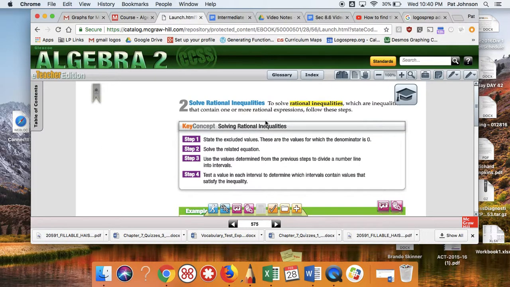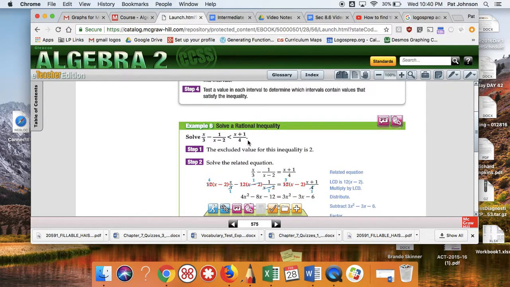So let's look at the inequalities, rational inequalities. So here are the steps for solving the rational inequality. The only difference is now we have an inequality sign. So first of all, we have to state the excluded values for which the denominator is 0. Solve the related equation. Use the values determined from the previous step to make a number line of the intervals. So we're going to test a value in each interval. So let's look at this first one.